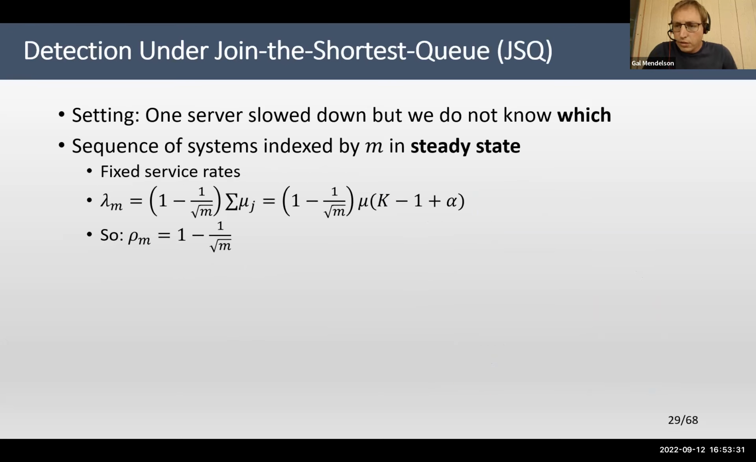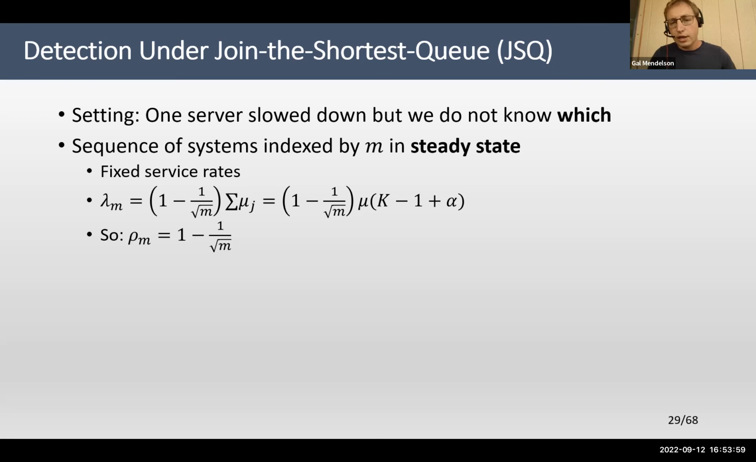And let's start with trying to figure out whether this is a general phenomenon by analyzing a different adaptive control, which is not a toy example, and it's join the shortest queue. So whenever a job arrives, the job is routed to the server with the shortest queue at that time. And we are going to take an even simpler setting where we know that one server slowed down. We know that one server has a rate of alpha mu instead of mu, but we don't know which.